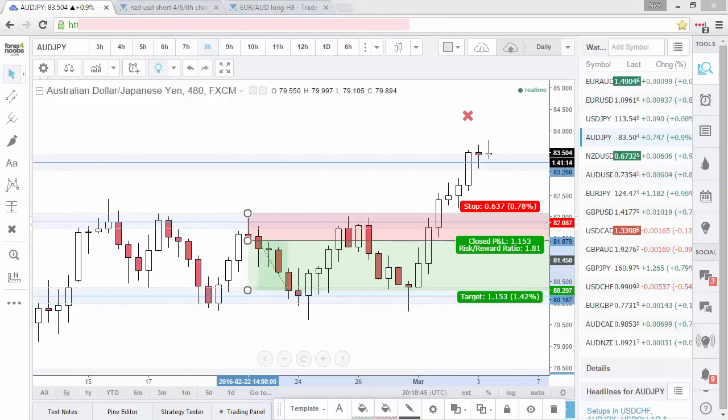Jonas is asking, Nick, do you ever take out half your trade position at 1-to-1 risk to reward, or at minor support resistance, or do you always close it out as 1? I pretty much always close it out at 1-to-2. I don't take half my profits anymore. I used to, but I don't.